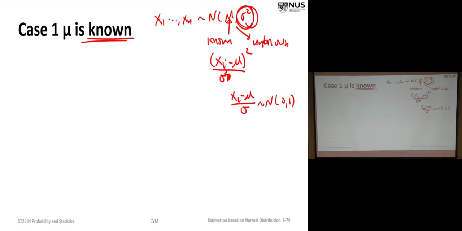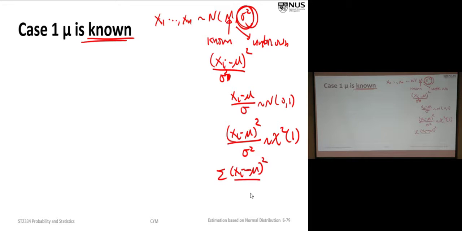Once I get the sample, I look at the sample data, and I know what xi is. All right? So then I look at (xi minus mu) squared. This one is a chi-square distribution with 1 degree of freedom. And when I sum them up, it is chi-square n. Okay?